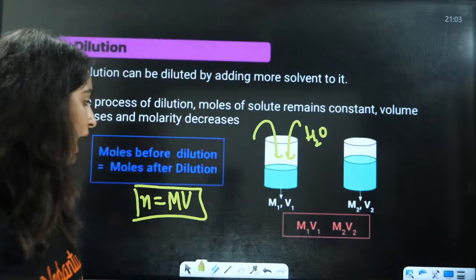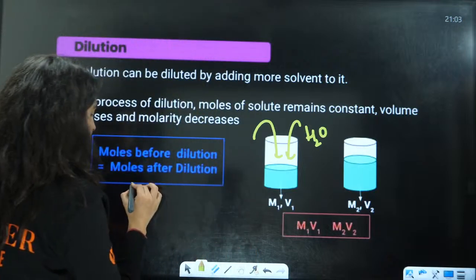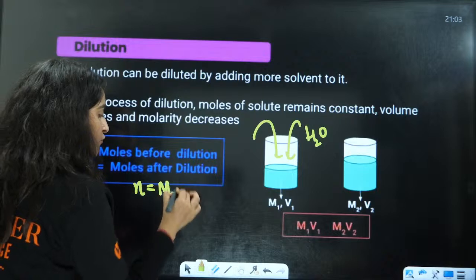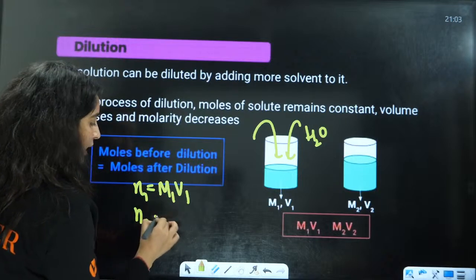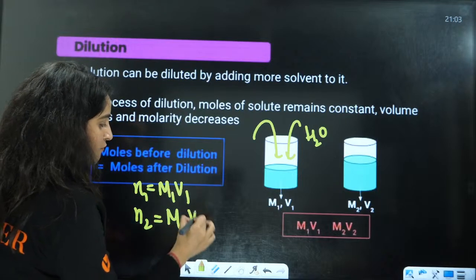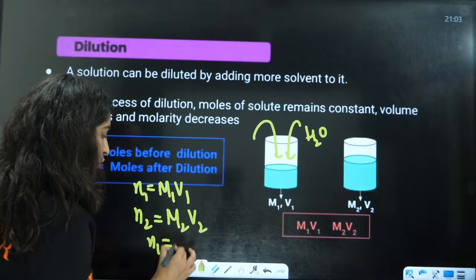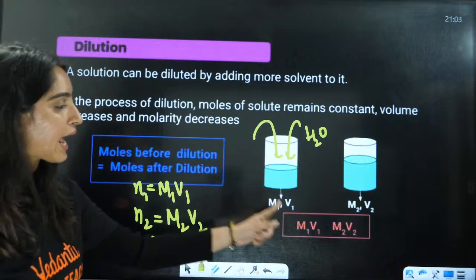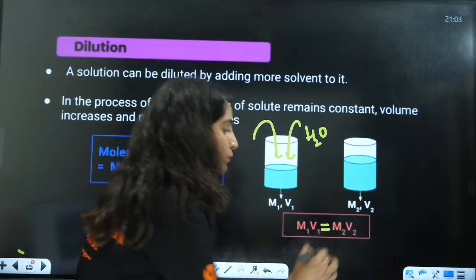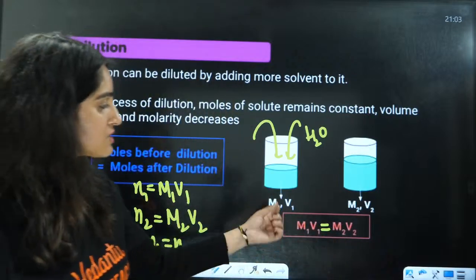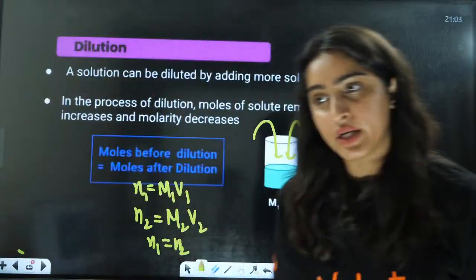So if we say that the number of moles is going to be the same, I say N1 is equal to M1 V1, and N2, that is after dilution, is M2 V2. Number of moles I am saying same, that is N1 is equal to N2. That means M1 V1 is equal to M2 V2.